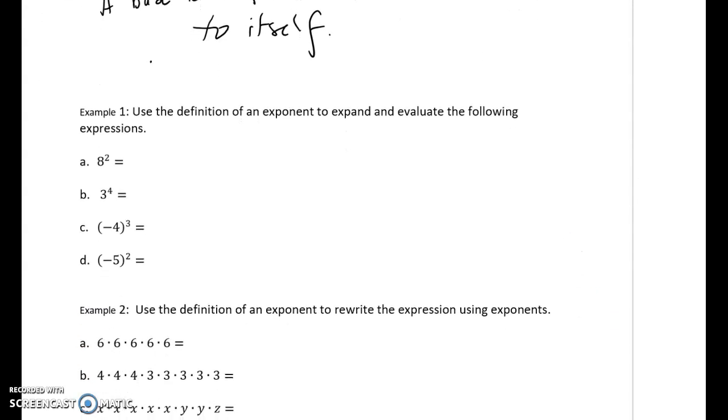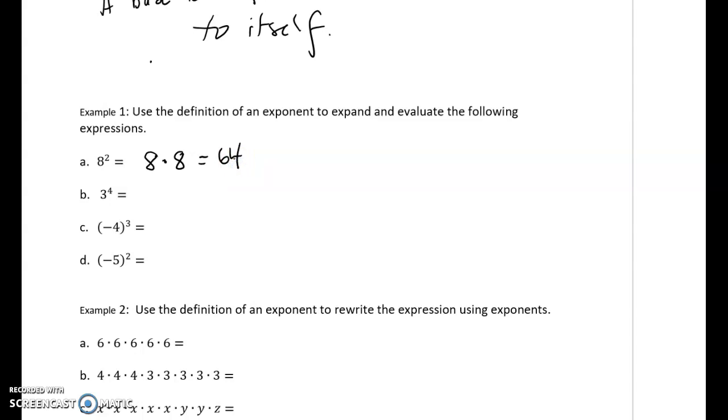Example number 1 says, use the definition of an exponent to expand and evaluate the following expressions. To do this, we need to quickly identify the exponent and the base. Here the exponent is 2 and the base is 8, so 8 is the repeated factor. We're going to have 8 multiplied times itself 2 times. So 8 times 8 is 64.